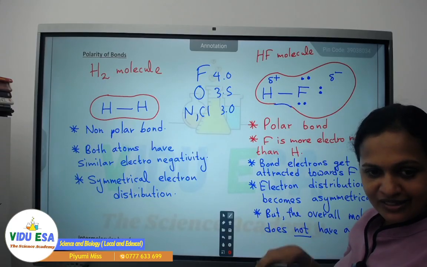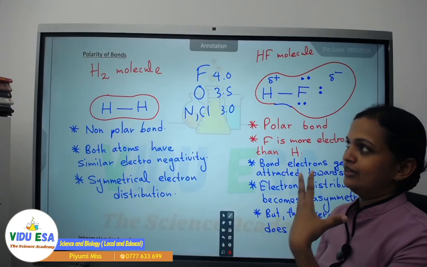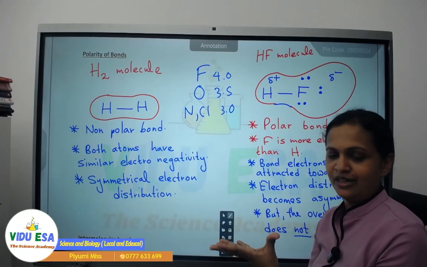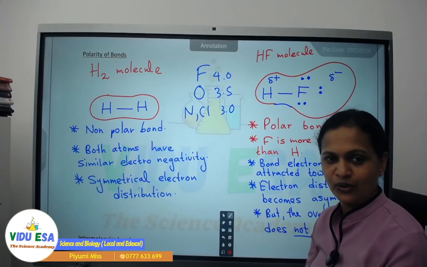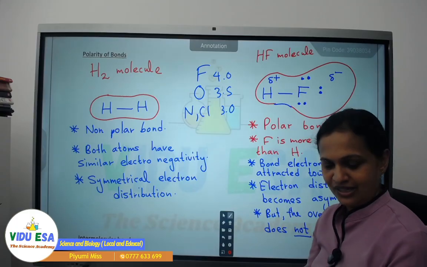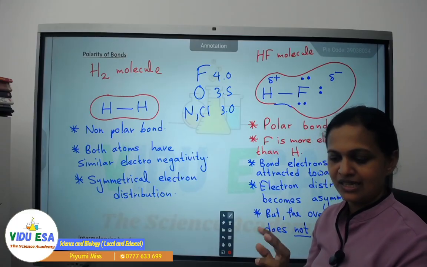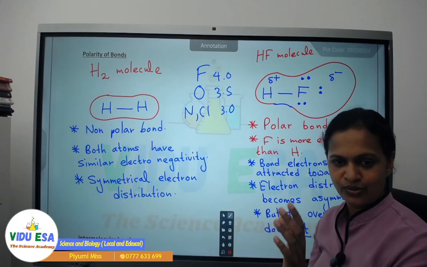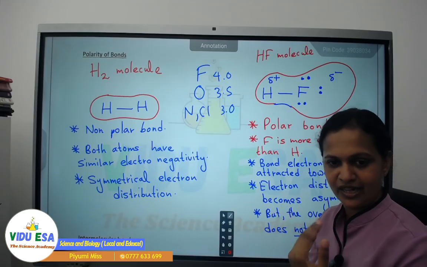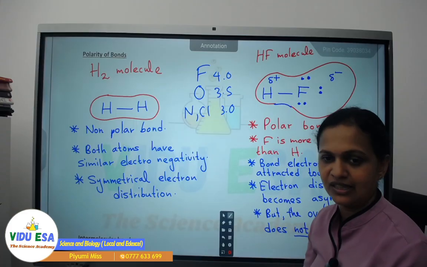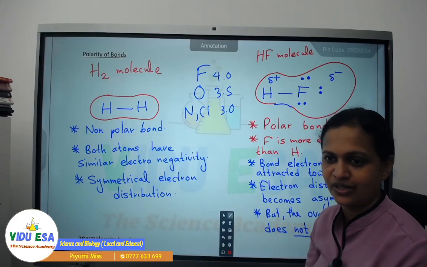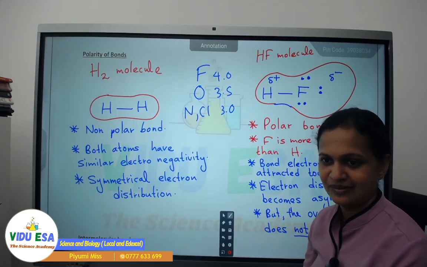Have you all written? How do we know this? If you are given a molecule and asked whether it is polar or non-polar, you have to consider the two elements and think of the bond. Which one is more electronegative? If there is a difference in electronegativity, it's polar. That is how you have to decide. Okay?